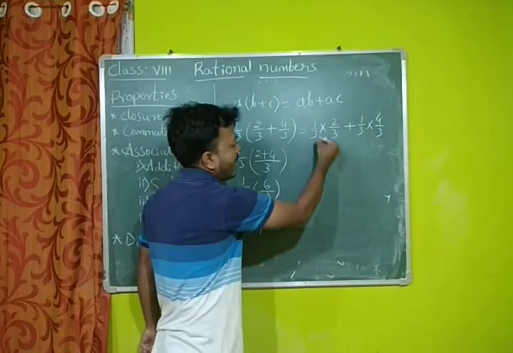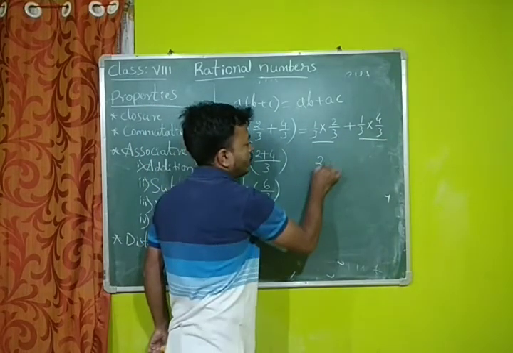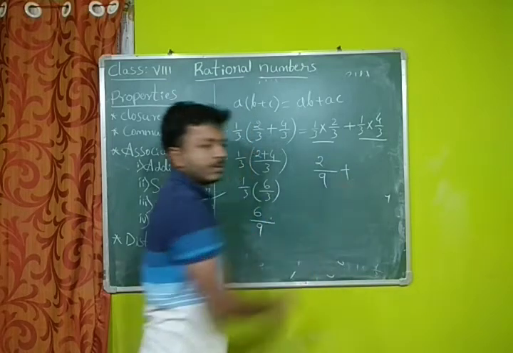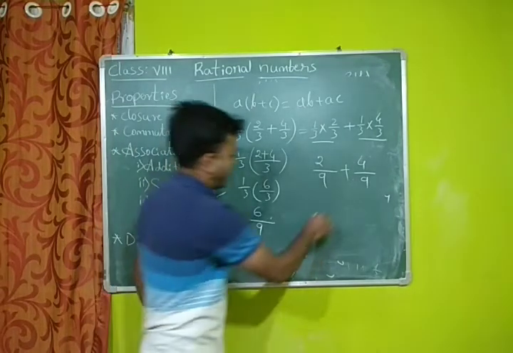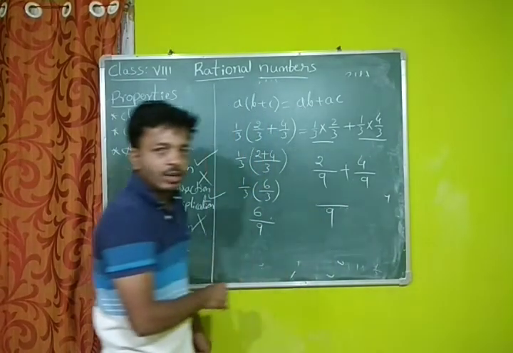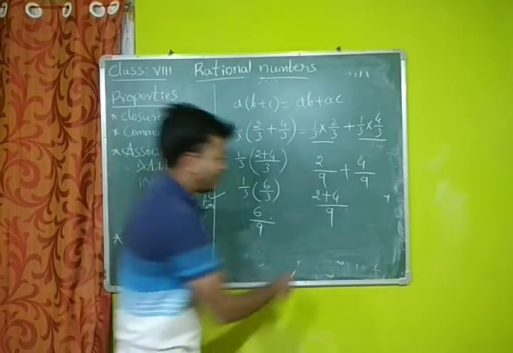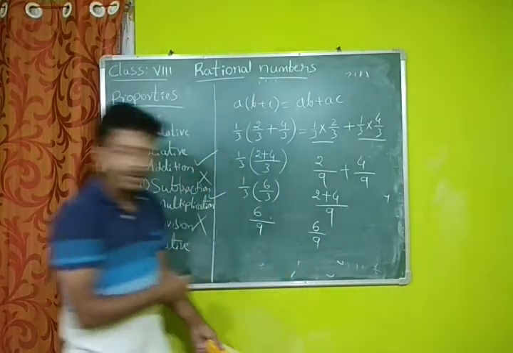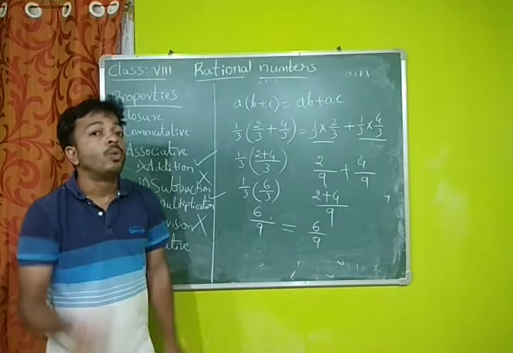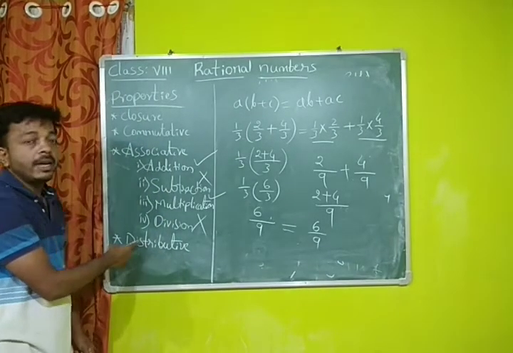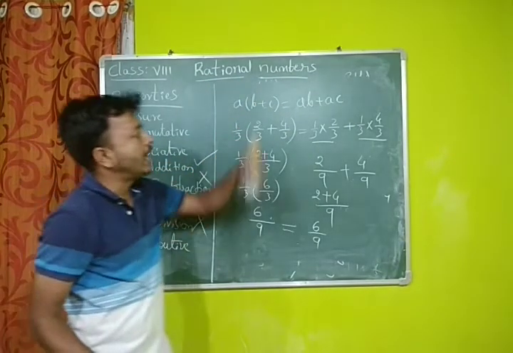And next take the RHS. Here multiply; first you have to solve this. 1 into 2 is 2, 3 3s are 9, plus 1 into 4 is 4, 3 3s are 9. Addition. So 9 will come; that is the denominator. LCM is 9 only. 2 plus 4 is how much? 6. 6 upon 9. Are they equal or not? Yes, this is equal. These two are equal. What did we prove now? Distributive property: multiplication over the addition.